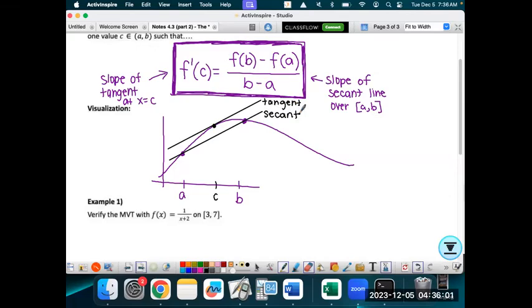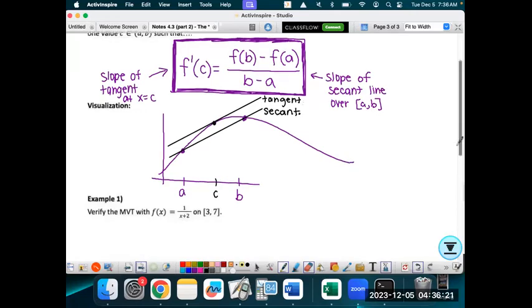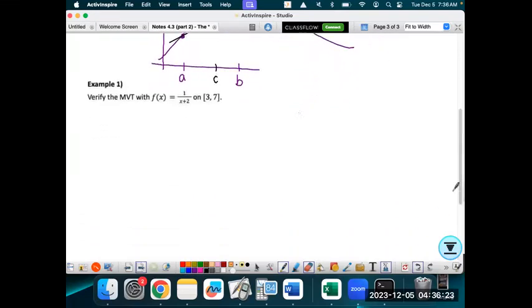Now there could be multiple values within the interval that have the same slope as that secant line, but I can guarantee that there's at least one using the mean value theorem. So in this last example, I'm sorry that it still says example 1, should be, I think, example 3. We are going to verify the mean value theorem on this interval. So when I say verify, remember, we are checking the criteria before we find the X value that would meet the conclusion.